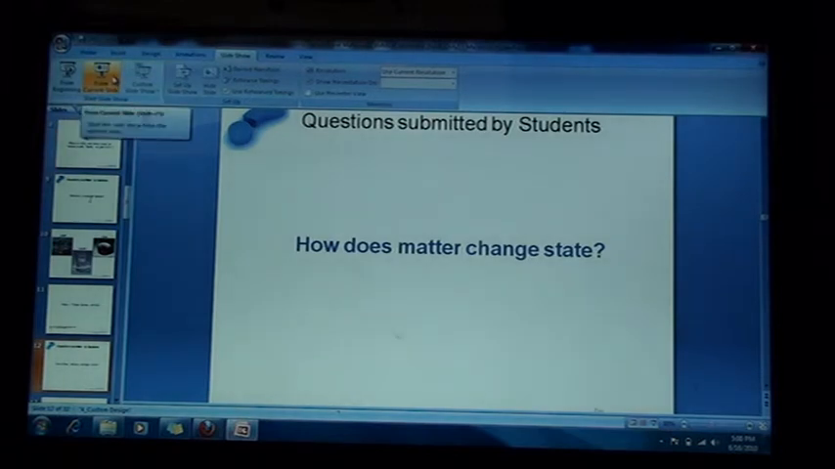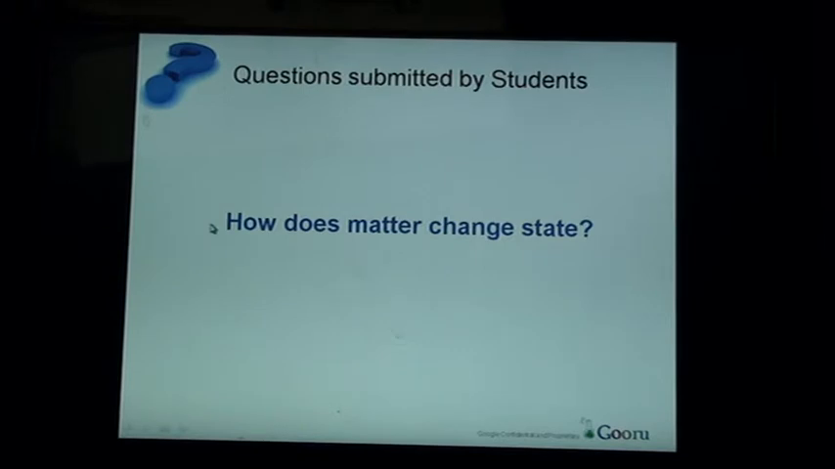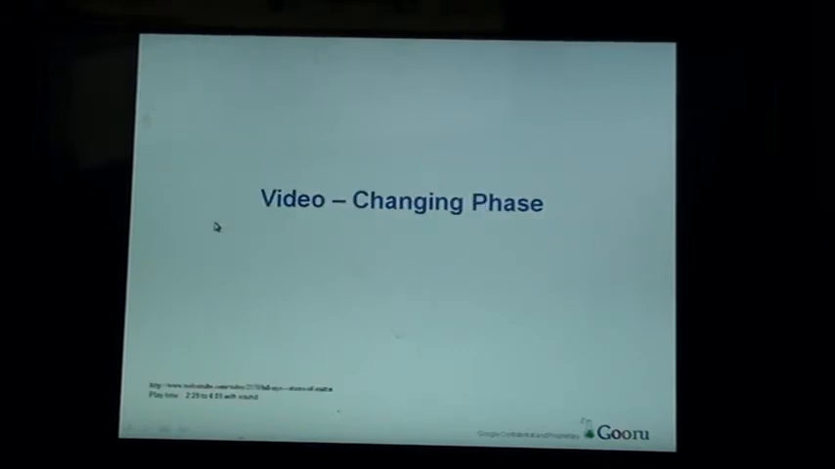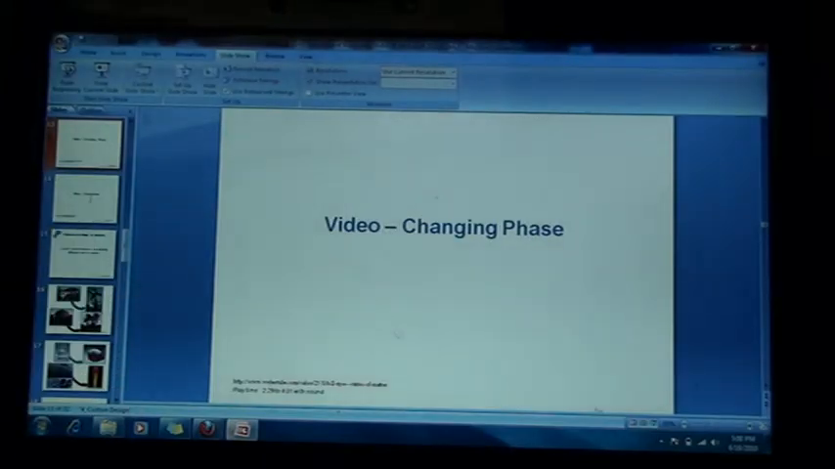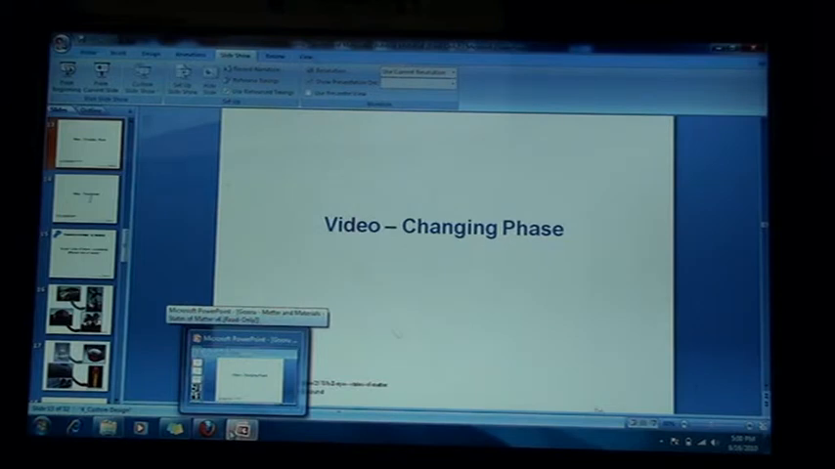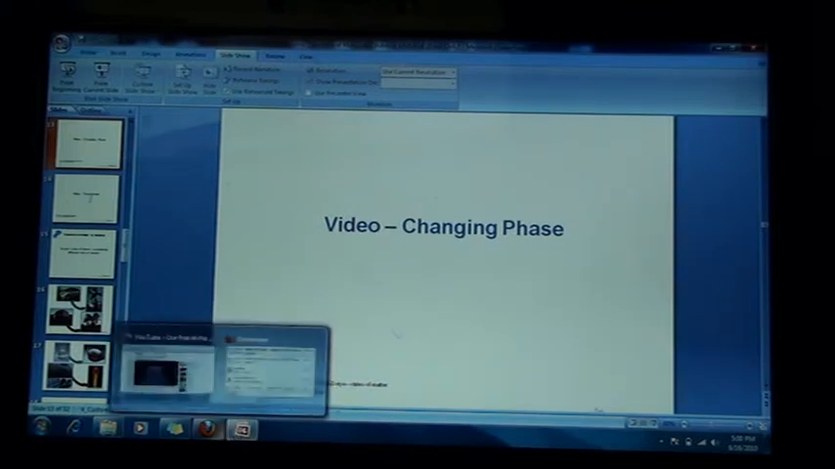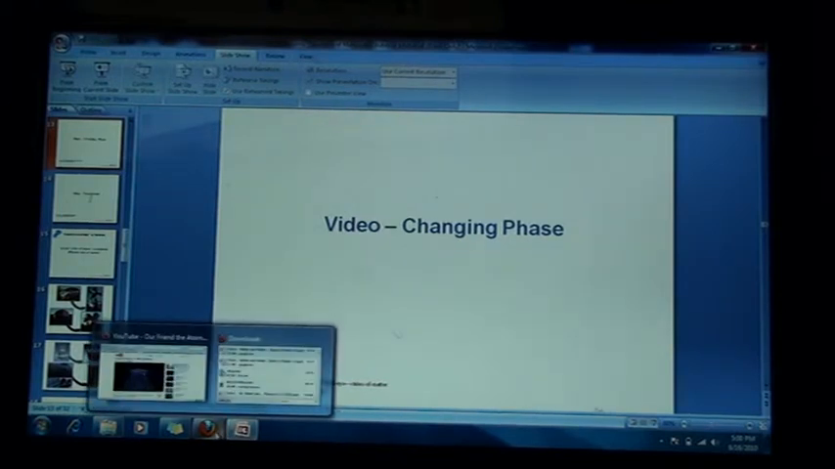Okay, which brings us to our next question. You just got a very important clue from that video. How does matter change state? And we're going to look at another video that's going to help us answer that. I should note that phase and state are the same thing. So if you hear phase, that's the same thing as state.